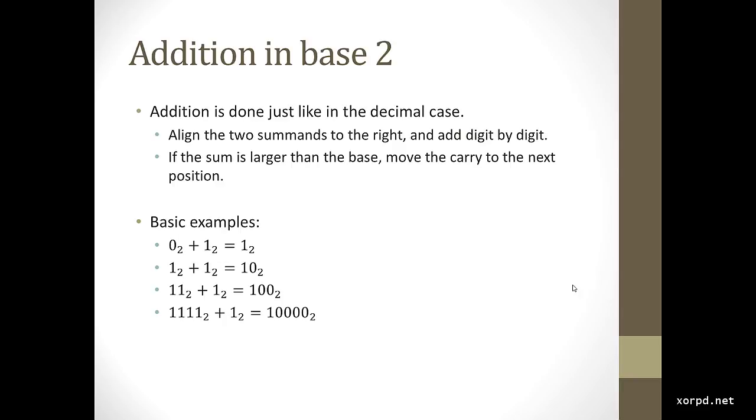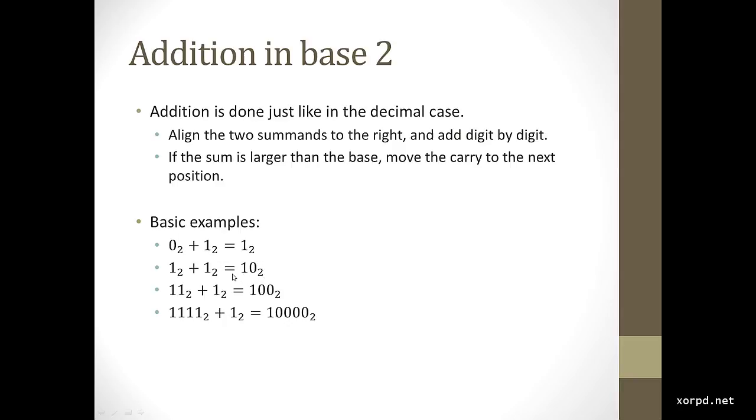If the sum of two digits is larger than the base, then we move the carry, or what is left from the addition, to the next position. Some basic examples. 0 plus 1 is, as you probably expected, 1. 1 plus 1 is 10.